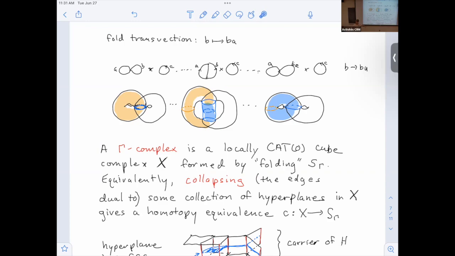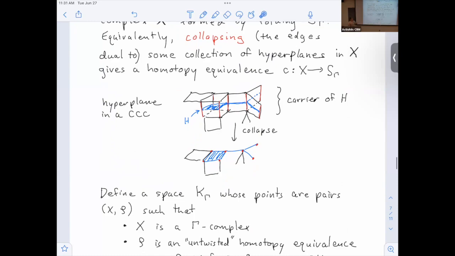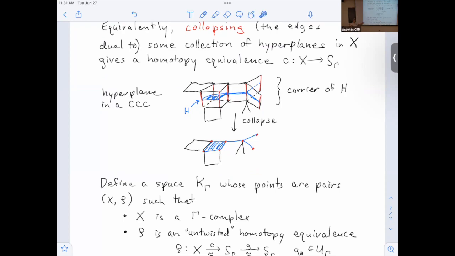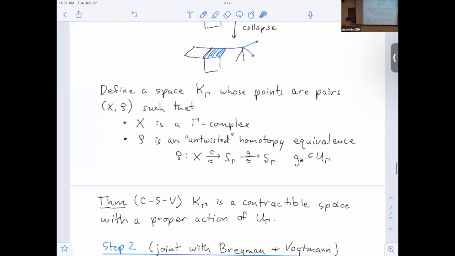I want no separating hyperplanes. There's a couple of conditions to keep it nice. But basically, I just want to allow for CAT(0) cube complexes, which have these nice collapses back down onto the Salvetti. And it turns out that's an easier way to describe what they are than talking about folding, but it's the same idea. Okay, everybody have a picture of what I'm talking about? Yeah. Okay. We're now ready to define our outer space, or rather it's really like the spine of outer space for those of you who know what that means, but don't worry about it.